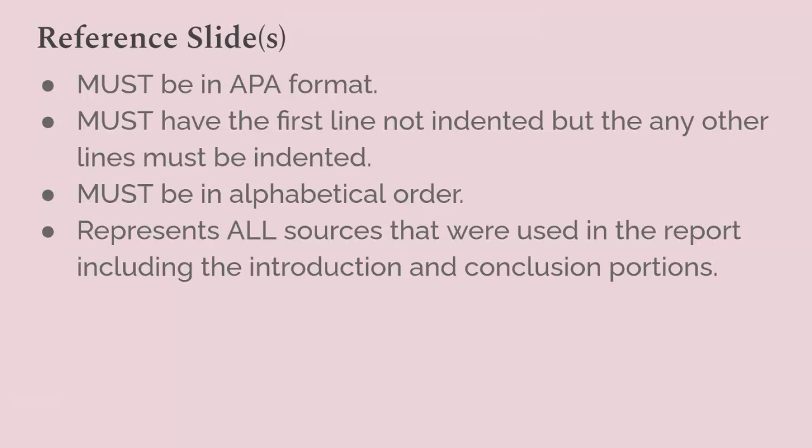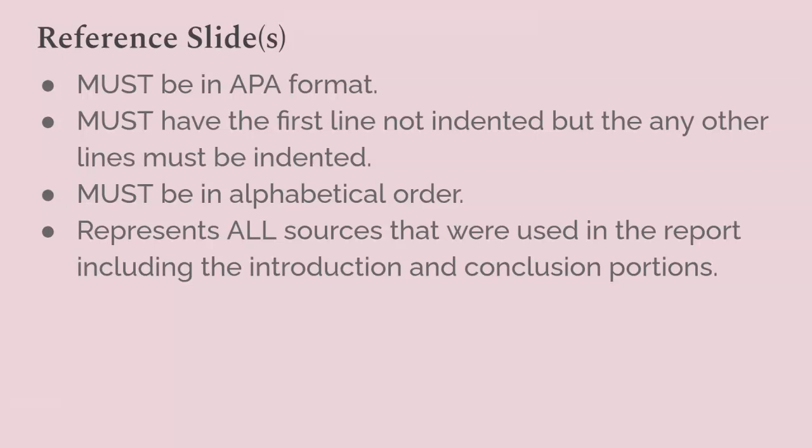It has to be in APA format, but you can use Scribbr.com for this, and I've shown you that on your resource notes. So if you're watching this video, you've already looked at resource notes and seen some things you can do with it. You must have the first line not indented, and then any line after the first line of a source is indented. It's the opposite of a paragraph, where the first line is indented but the others are not. So a little different. It must be in alphabetic order.